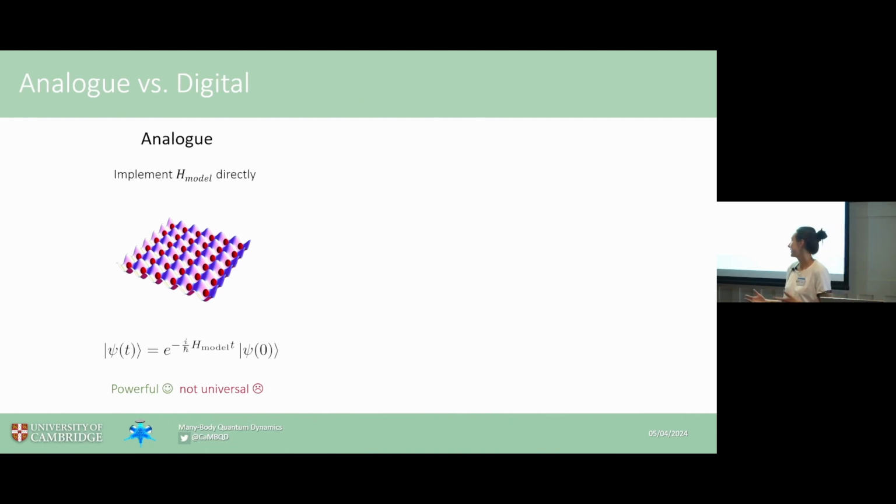And the merits of this system is that it's very powerful. It makes use of the resources that we have available quite efficiently. However, it's not universal. If you have a certain Hamiltonian, it's not going to necessarily be able to help you answer questions about other areas of physics.